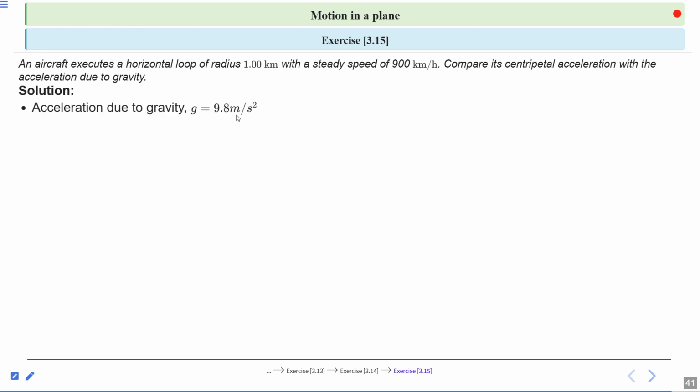Acceleration due to gravity is 9.8 meter per second square. Here we have to find out the comparison between the acceleration due to gravity and centripetal acceleration. We know centripetal acceleration is 62.5, and the acceleration due to gravity is 9.8 meter per second square. Just substitute the value of AC and g, you will get AC divided by g is equal to 6.38. So AC, the centripetal acceleration, is equal to 6.38 g, or we can say 6.38 times g. So this is the comparison between centripetal acceleration and acceleration due to gravity. Clear?